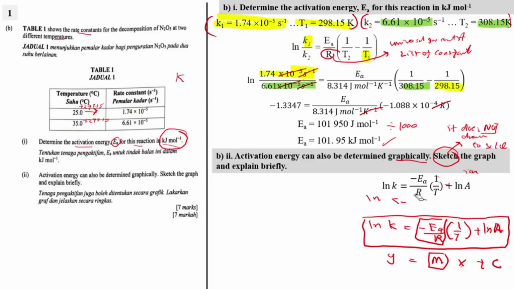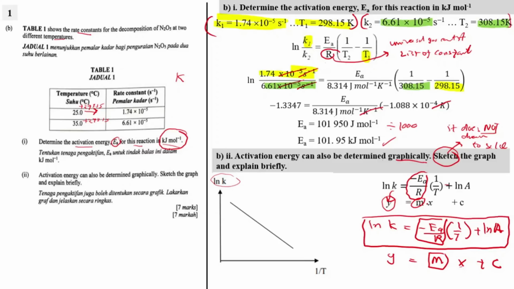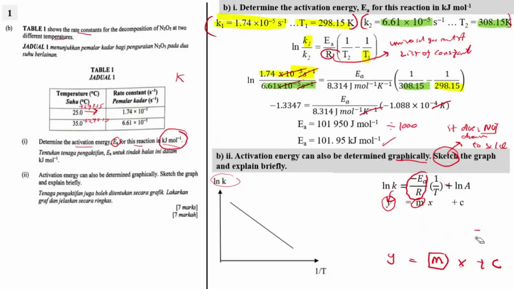And then, as I mentioned, you need to compare that with y equal to mx plus c. Your m here is this one, x is this value, and c is ln A. From here, you're going to sketch the graph, where y is ln k and your x-axis is 1 over T, and your m is equal to negative EA over R. Okay? So you're going to get the graph to be like this. And you know that your gradient or slope is equal to m. Therefore, m is equal to negative EA over R.